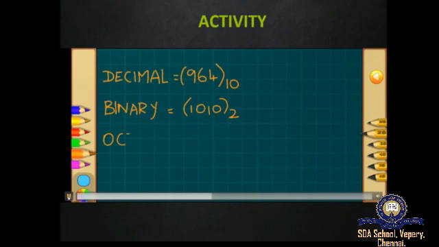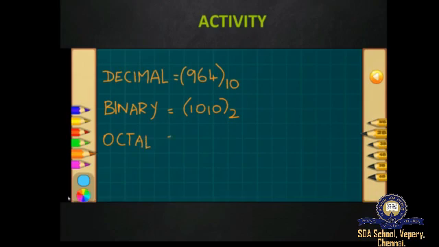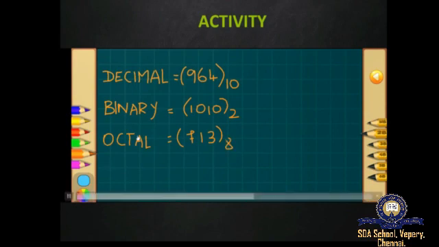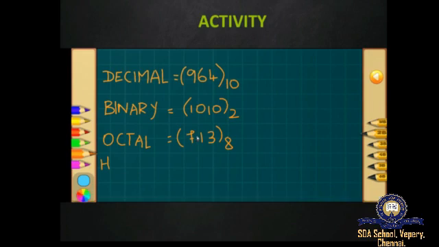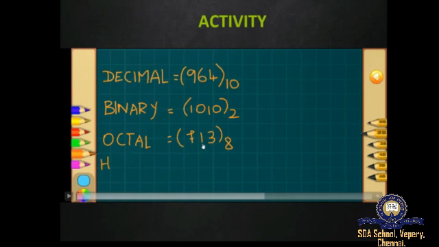Now for octal, we have 0 to 7, that is 8 different digits. So we don't have 8, 9 or anything else in octal, only the digits from 0 to 7. So we have 7 in octal, 1 in octal and 3 also in octal. So we write 7, 1, 3 with the base value. The base value for octal is 8. Now for hexadecimal.